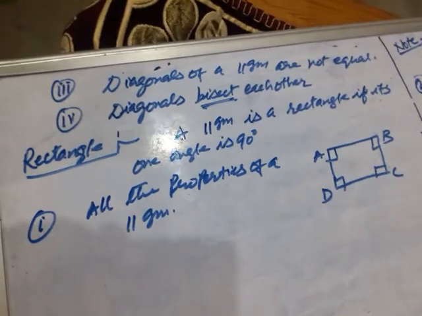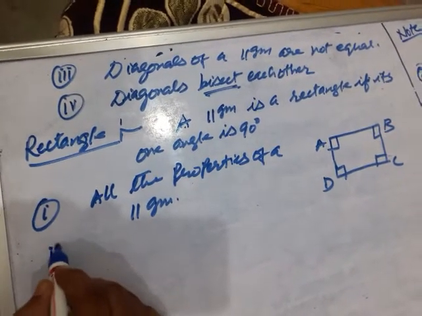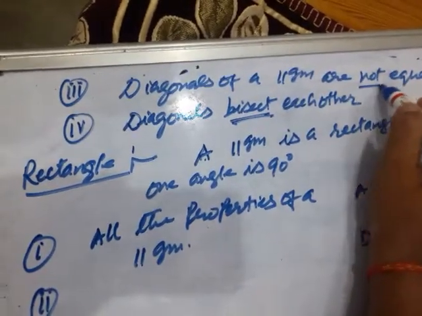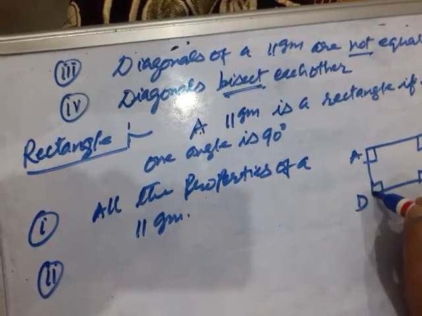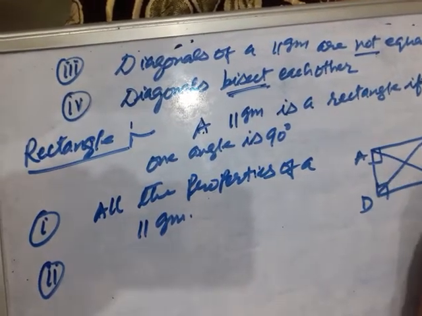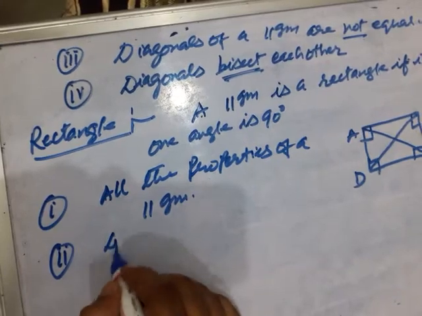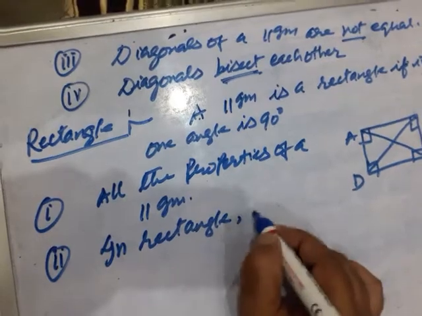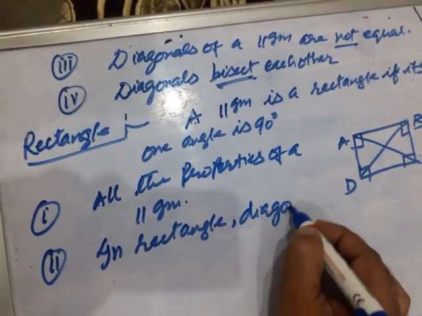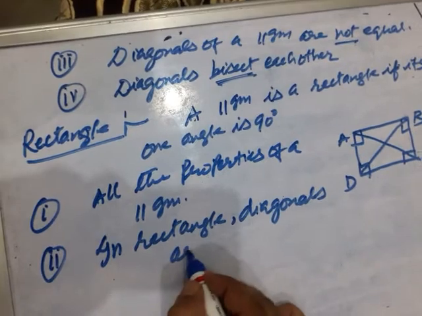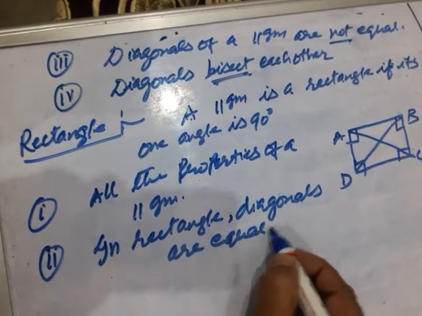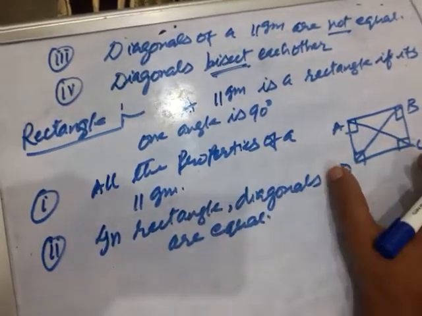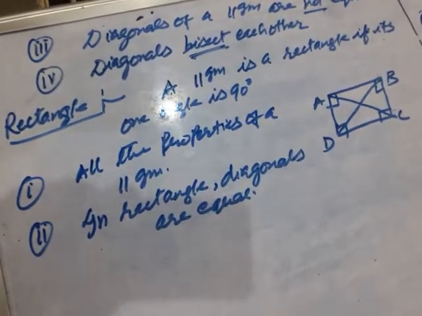That is, diagonals are equal in the case of a rectangle. Here, in the case of a parallelogram, you have seen that diagonals are not equal. But in the case of a rectangle, diagonals are equal. Clear? Now, some other property, children: it holds all the properties of a parallelogram. In a rectangle, diagonals are equal.